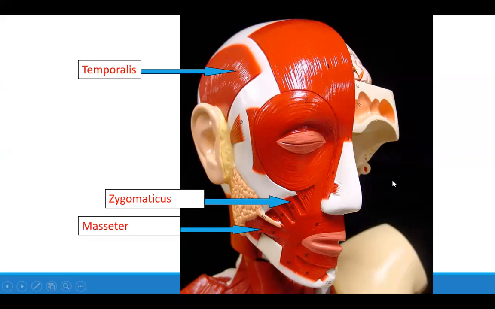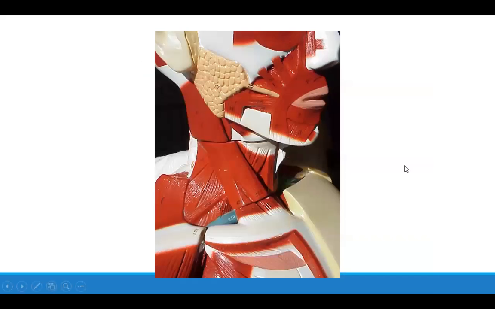There's the masseter muscle. The masseter muscle inserts on the mandible. It's one of our two chewing muscles. It pulls the mandible up against the maxilla so that we chew our food. And again, here's our masseter muscle right here.